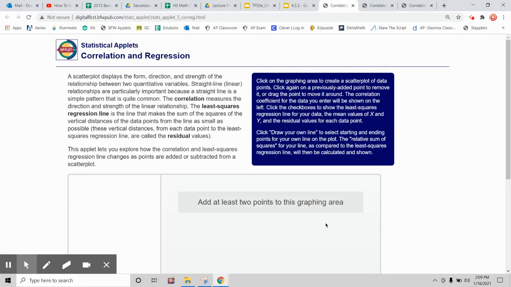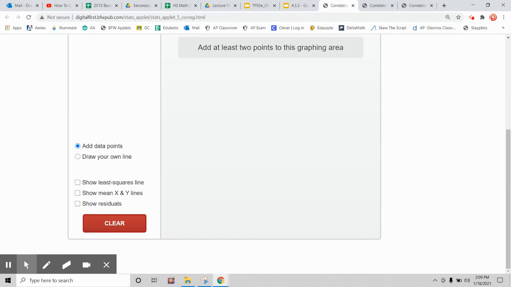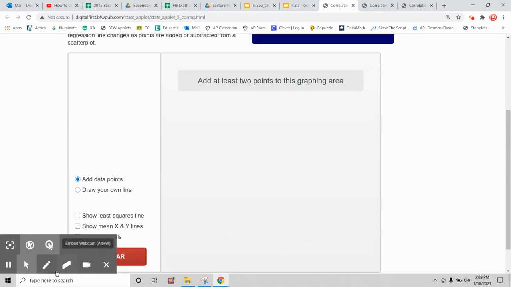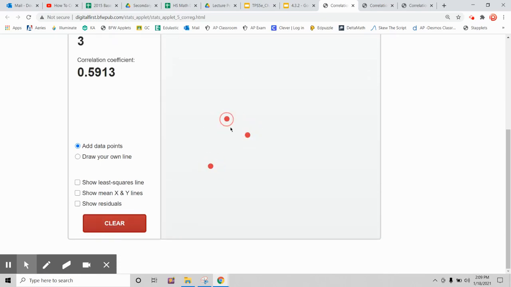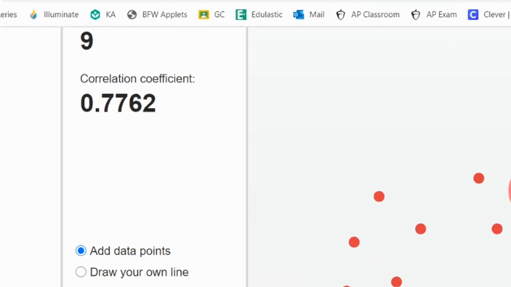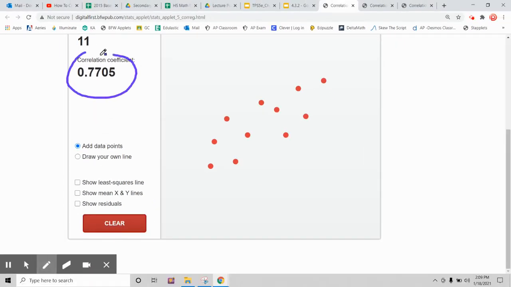Sometimes applets can be used to try and illustrate what goes along with the correlation coefficient. Here's one where we can start adding data points. And you can see the closer the dots are together, we can see that the correlation becomes closer to 1. However, if I was to put an extra dot, maybe far away from the group, look how drastically the correlation coefficient changes. But if I delete them, look, it becomes much stronger. So the closer the dots are to the line of best fit, well, let's show the least squares regression line.